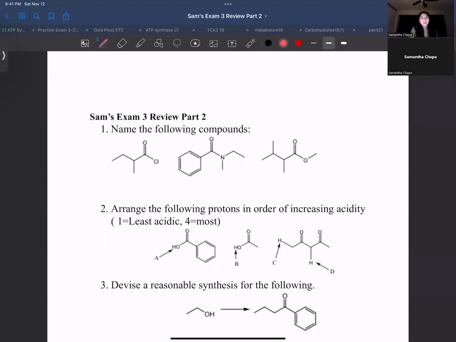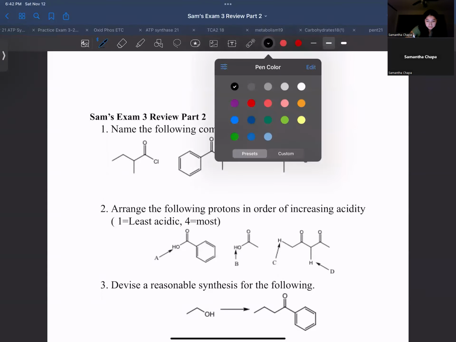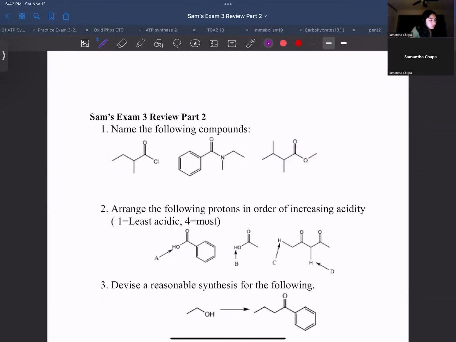Okay, so today we're gonna finish off the exam review for exam 3. So we're gonna start off with nomenclature, since this is the part where we all save to the last, right? So let's start with the acid chloride. This is the hardest thing for me.